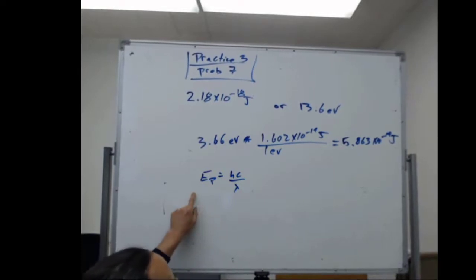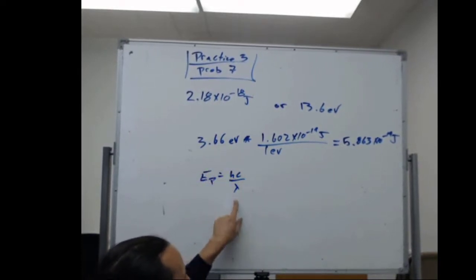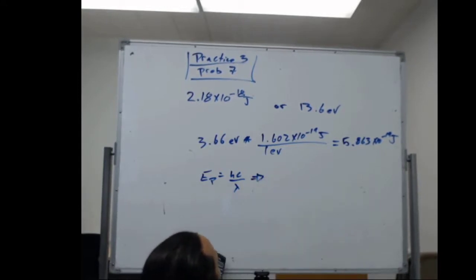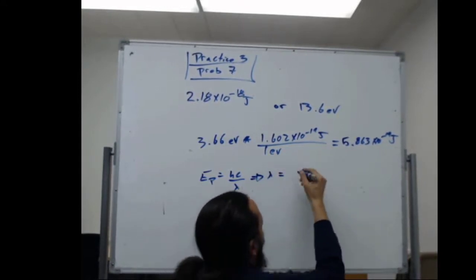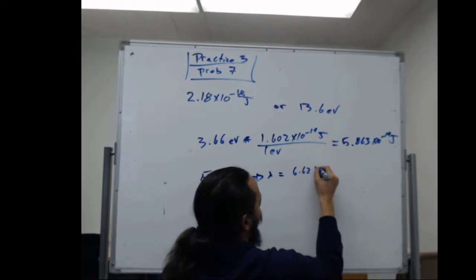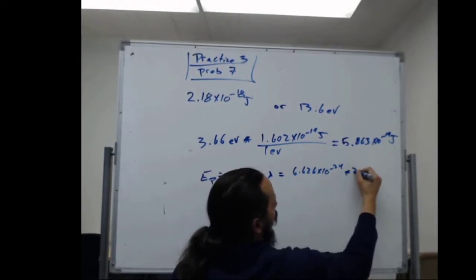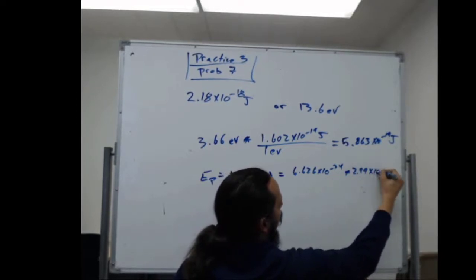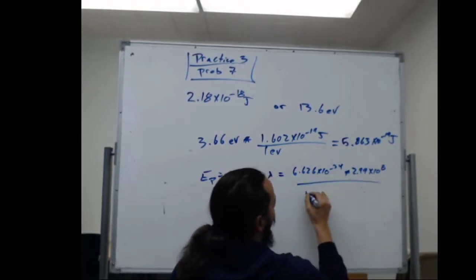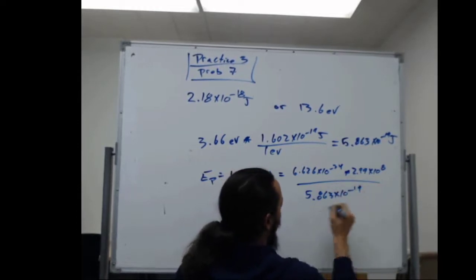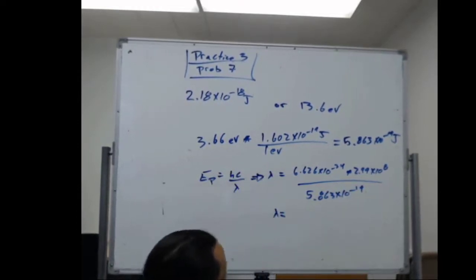The energy of the photon is Planck's constant times the speed of light divided by wavelength. And I can say wavelength is equal to 6.626 times 10 to the minus 34 times 2.99 times 10 to the 8th divided by 5.863 times 10 to the minus 19. And that should give us wavelength.